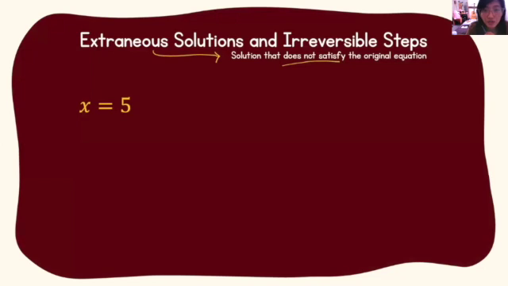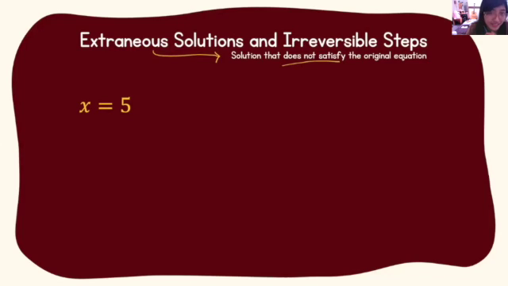Okay, I think you've learned different types of solving equations already. Now you see that I use a different color because you need to be careful here for extraneous solutions and irreversible steps. Why? Because mathematically it seems like we're doing correct steps, but actually the solutions we get from doing this step do not satisfy the original equation. So it's like you're making a new equation different from the original one.